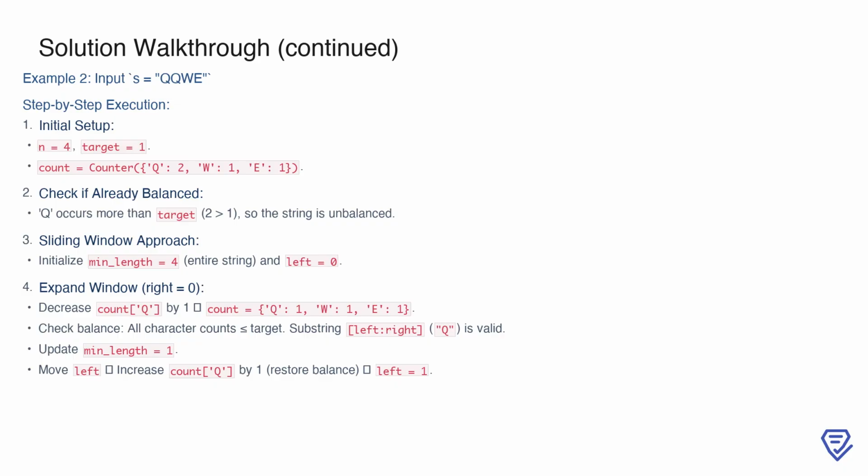At right equals 0, we decrease the count of Q by 1, making the count for Q, W, and E all equal to the target. This means the substring, left to right, or Q is valid. We update min_length to 1, as this is the shortest balanced substring so far. Afterward, we shift the left pointer and restore the count of Q, preparing for further iterations.